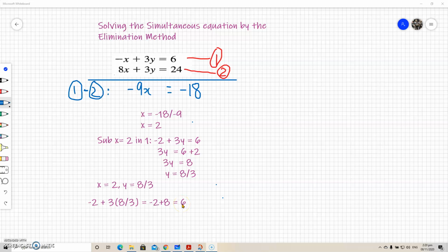So we know that x equal to 2, y equal to 8/3 does in fact satisfy this pair of equations. This here is just a way to double check your answer. It's not strictly necessary, but it's a method of making sure that you are correct. Similarly, if you take x equal to 2, y equal to 8/3 and substitute back into equation 2, you will get back to 24.